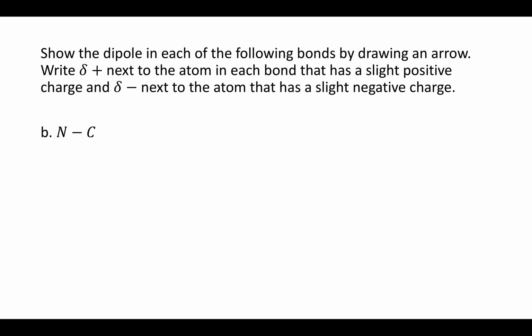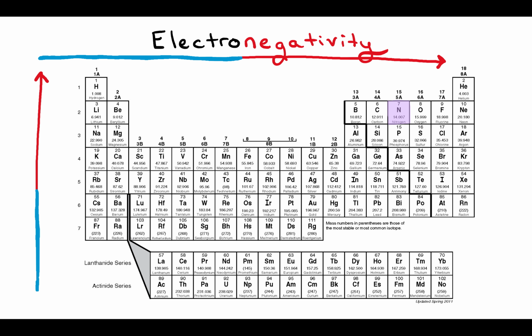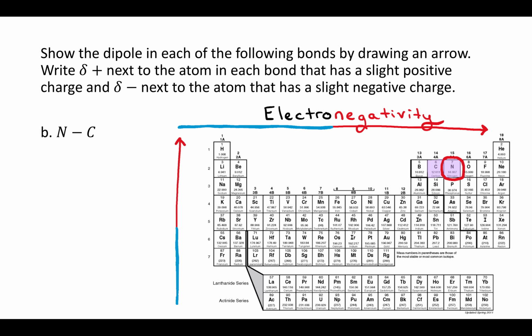Okay, let's try to identify the dipole on this bond, a bond between nitrogen and carbon. So nitrogen is here on the right, carbon is here. Because nitrogen is further to the right, it is more electronegative. That means that it's going to attract the electrons in a bond to it more than carbon will. Because electrons have a negative charge, that nitrogen is going to be slightly negative. And the carbon, which is losing the electrons for more of the time, is going to be slightly positive.